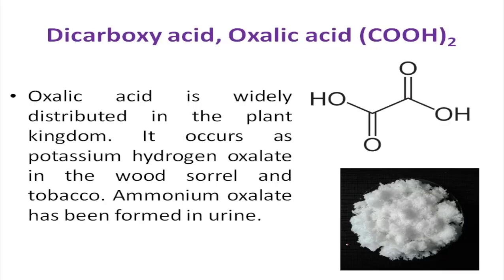Dicarboxylic acid: oxalic acid. Structure here: COOH, COOH. Oxalic acid occurs in the plant kingdom as potassium hydrogen oxalate in wood sorrel, soil and tobacco, and as ammonium oxalate in urine.